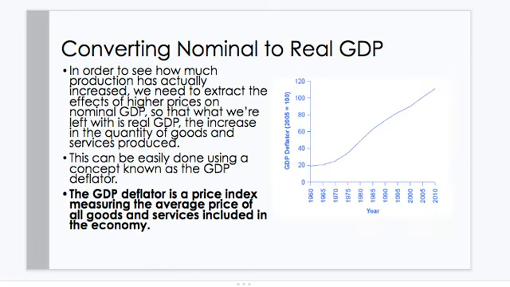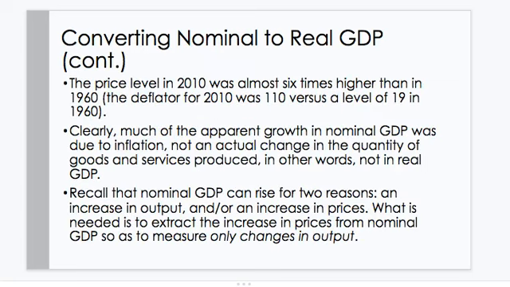Converting nominal to real GDP. In order to see how much production has actually increased, we need to extract the effects of higher prices on nominal GDP so that we're left with real GDP, the increase in the quantity of goods and services produced. This can easily be done using the concept known as the GDP deflator. The GDP deflator is a price index measuring the average price of all goods and services included in the economy.